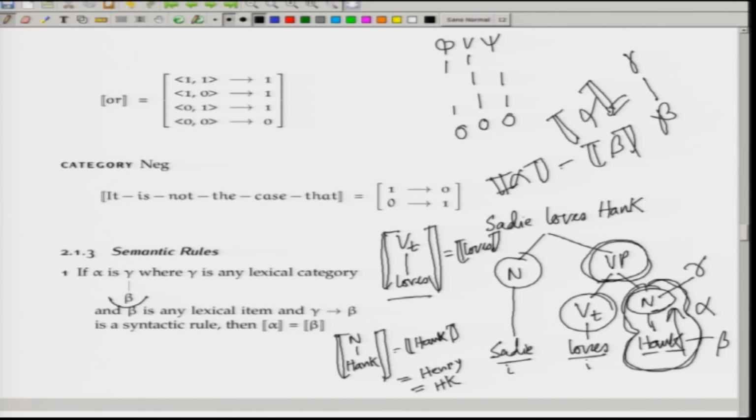Once again look at the entire branch, Vt goes to loves, and Vt, which is a category, does not have any reference of its own. It will collect the denotation of the terminal item, the lexical item loves. So, this in this case is alpha, and this in this case is beta. Gamma once again does not play a role in determining the reference of it, because it does not have a reference of its own. So, we have 3 branches like this here, where the last thing is a lexical item. That is, n goes to Sadie, Vt goes to loves, and n goes to Hank.